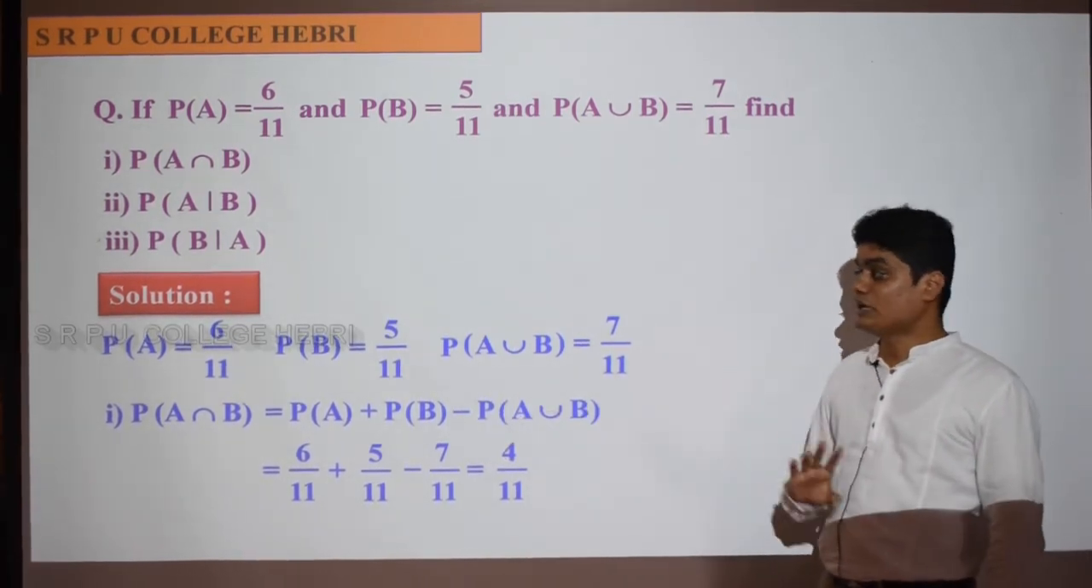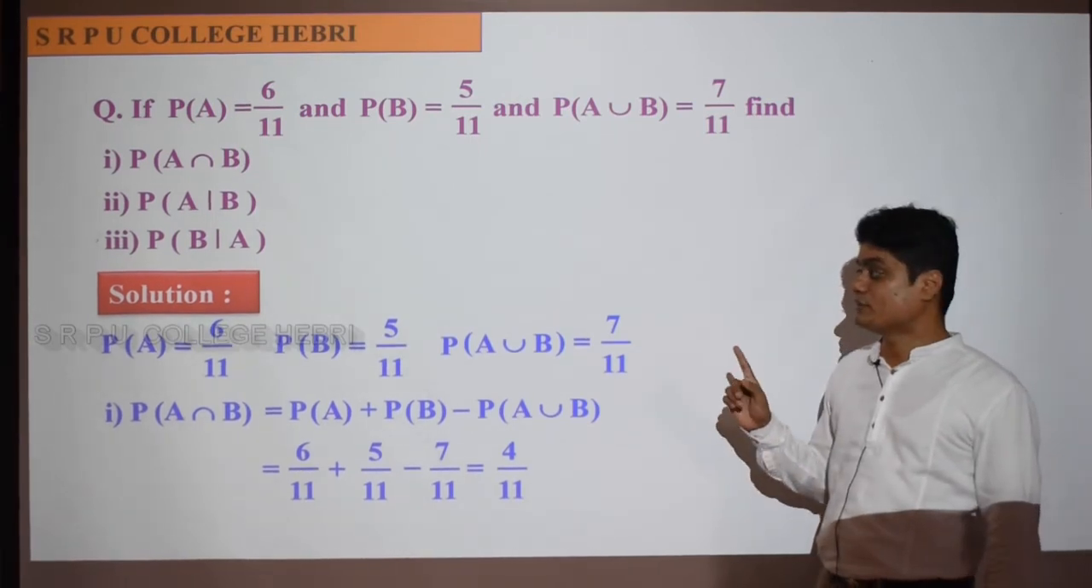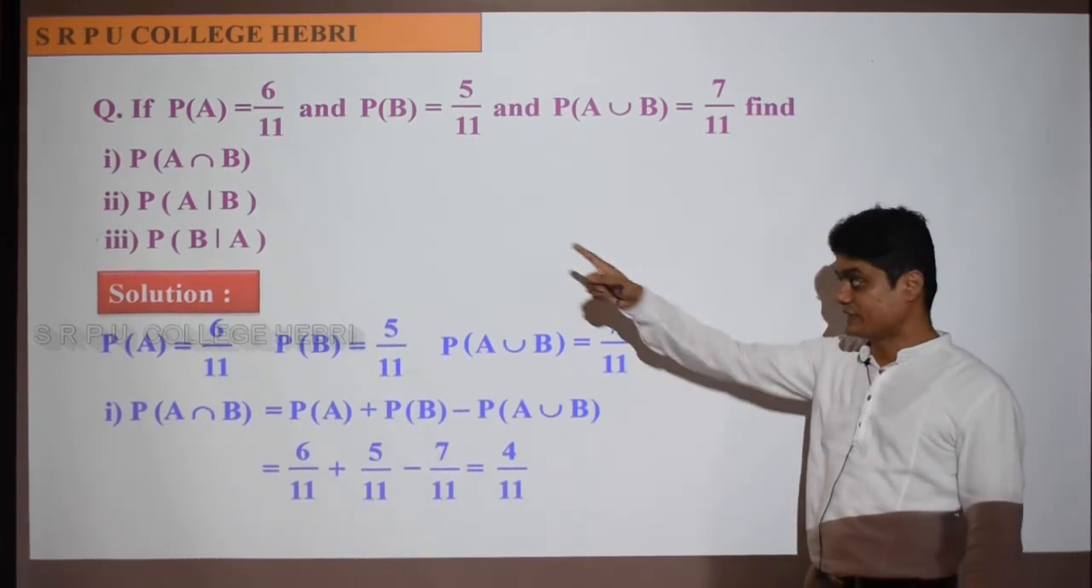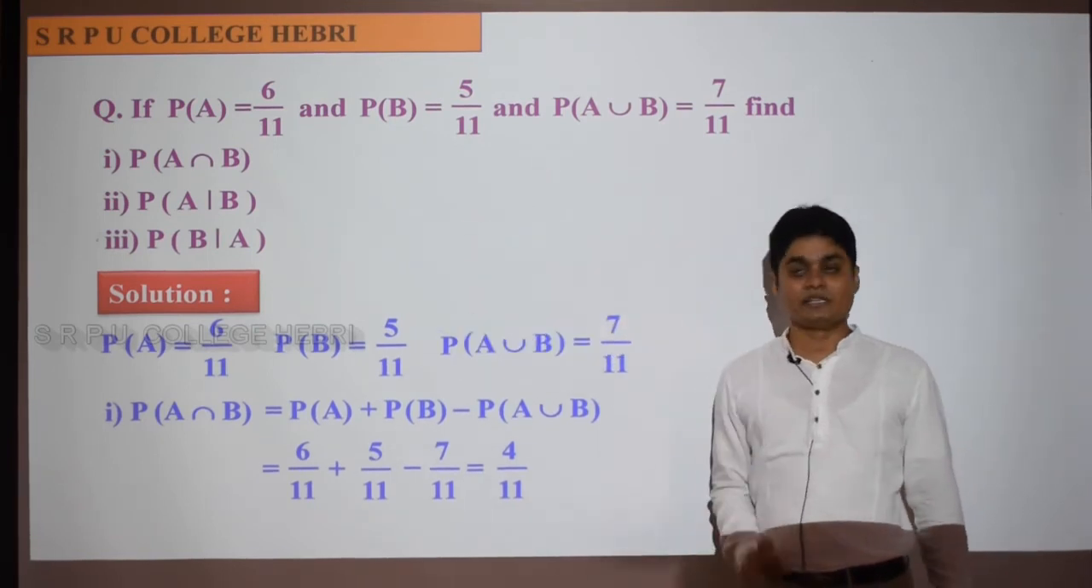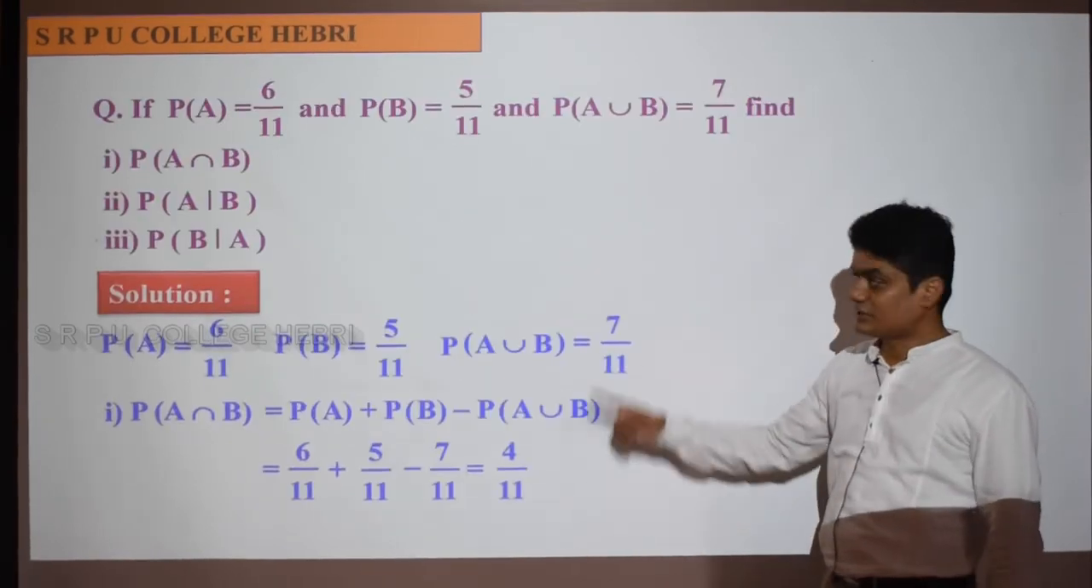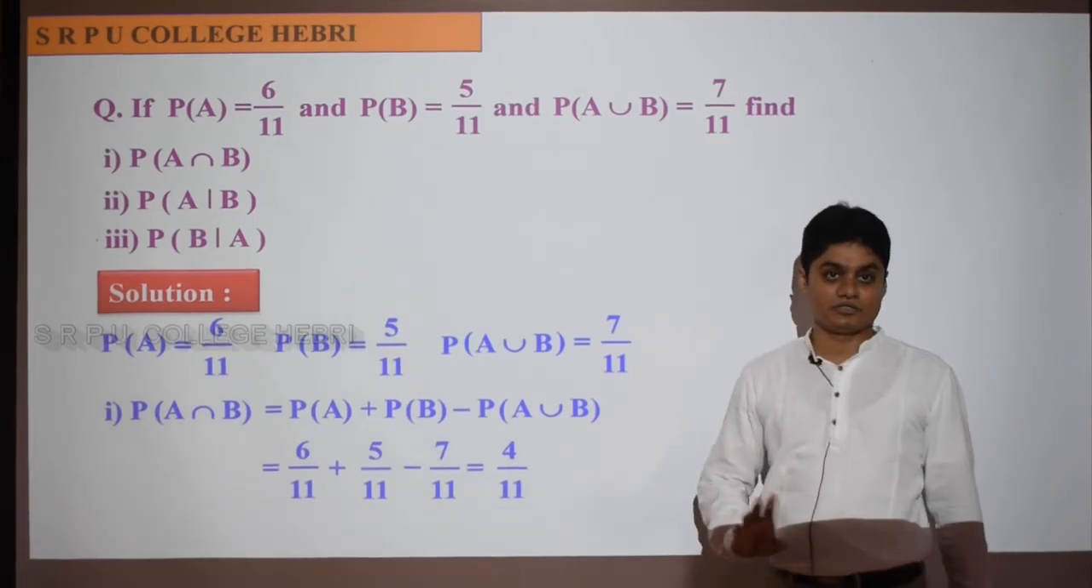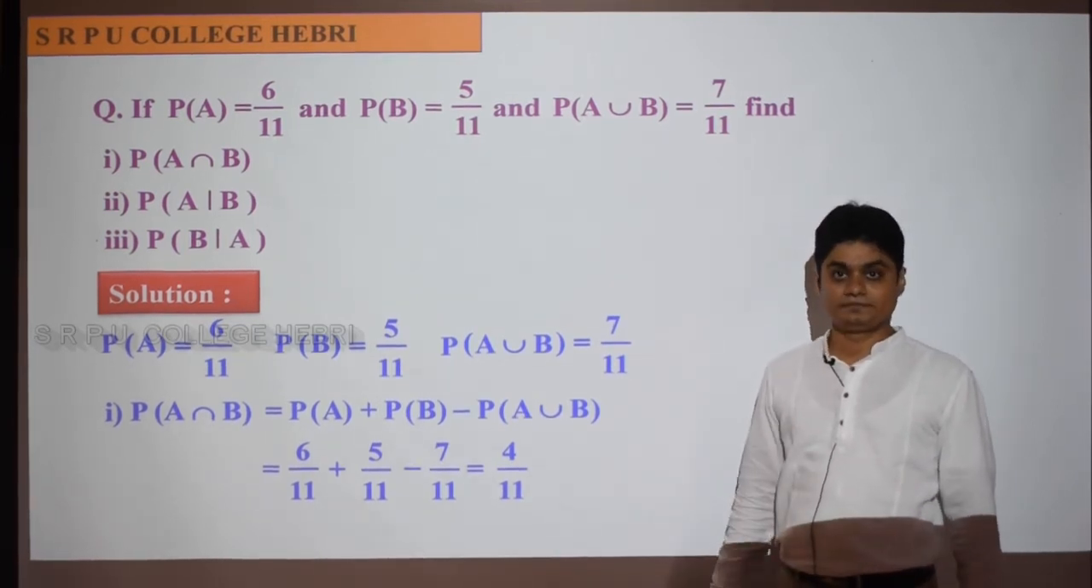But the remaining 2, I'm not going to work out. It is a homework problem because all the data is given. Use the direct formula, substitute, you will get the answer. Once you know this, you will easily find out the remaining two. So I'm not going to show you the answer.